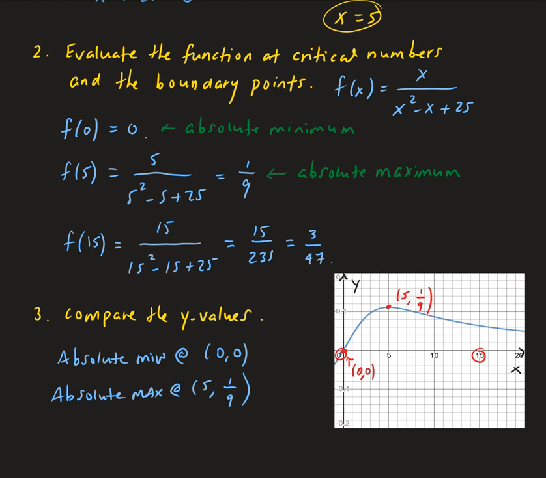So that's the solution for this problem. Again, we have an absolute minimum at the origin and an absolute maximum at 5, 1/9.